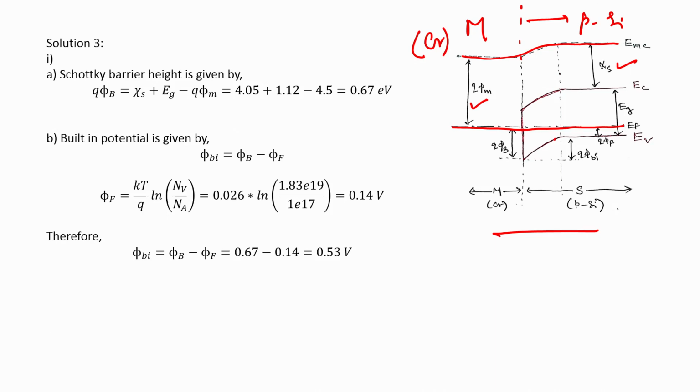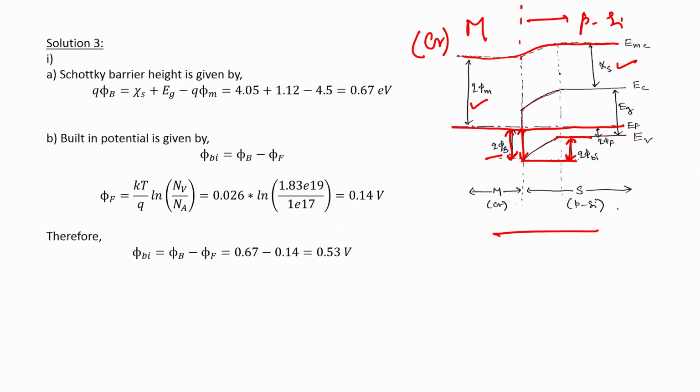So by looking into the energy band diagram, you can see that the Schottky barrier, given by Q phi b, is the height of the Schottky barrier. This is the height of the potential that will be felt by the electron when it is trying to move from the metal to semiconductor. On the other hand, built in potential is basically the barrier which is felt by the electron when it is trying to move from the semiconductor to the metal. So this is your built in potential.